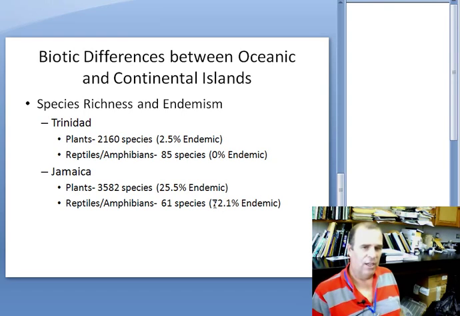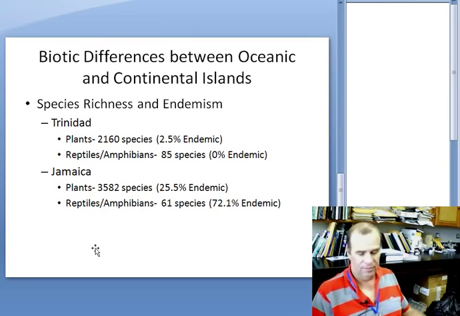Whereas in Jamaica, almost 3/4 of the species of reptiles and amphibians are in fact endemic. So they are special and only found in Jamaica. Again, you can see the difference, the influence of this oceanic island compared to a continental island.